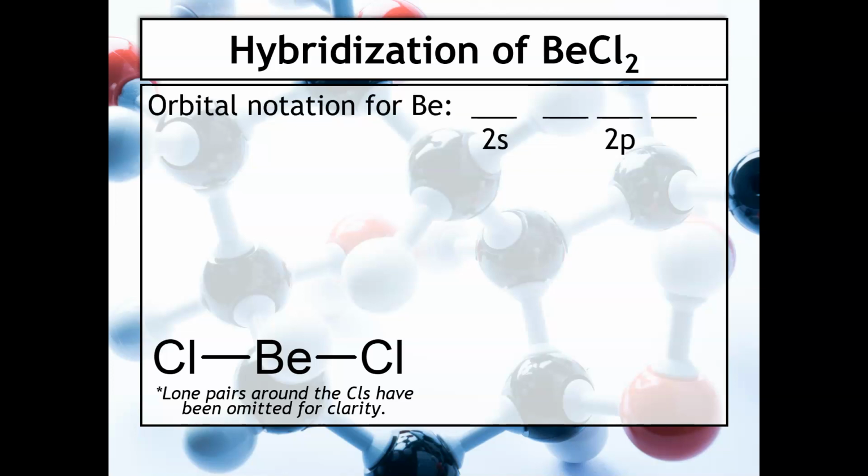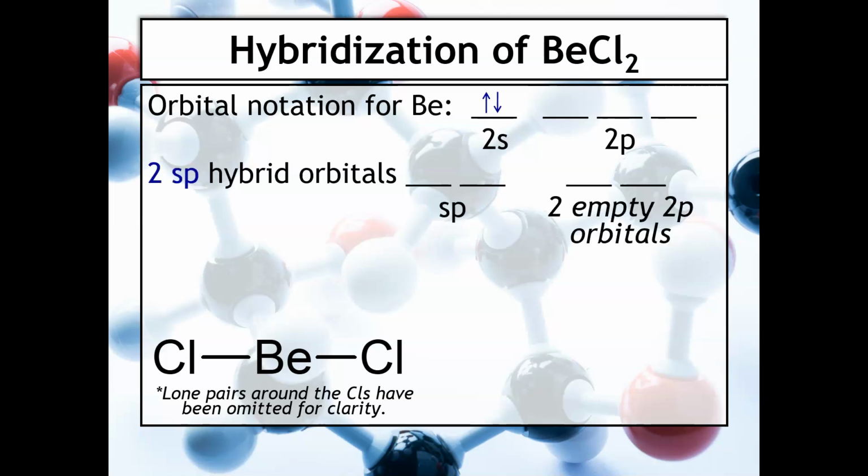So this is the orbital notation for beryllium. Notice there's 2 electrons in the 2s, and so again, there's no space for another chlorine to combine or attract that electron. So what we do is we take the electron in the 2s, promote it to a 2p, and we take the 1 orbital from the 2s and the 1 orbital from the 2p and make a combined hybrid orbital of sp. And notice we have 2 unhybridized or empty 2p orbitals.